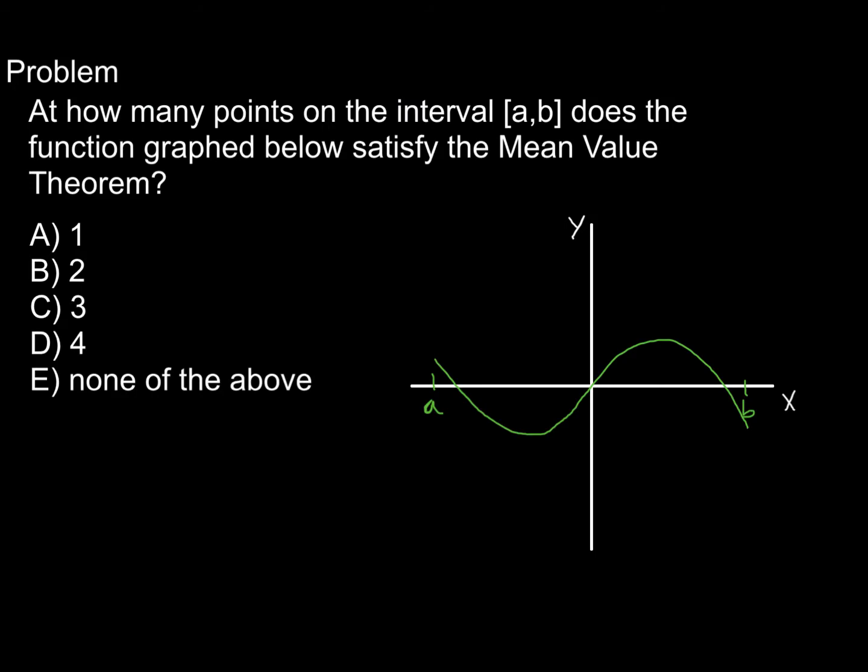All right, so this problem says, at how many points on the interval from a to b does the function graph below satisfy the mean value theorem? So go ahead and pause the video here, copy down this question, give it a try on your own, go back through your answer, check it once, and then we'll talk about it.